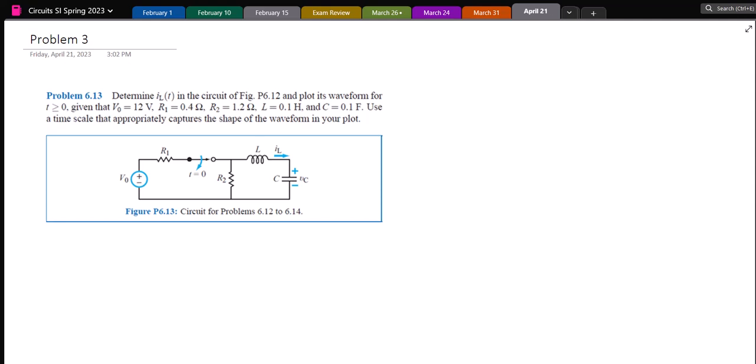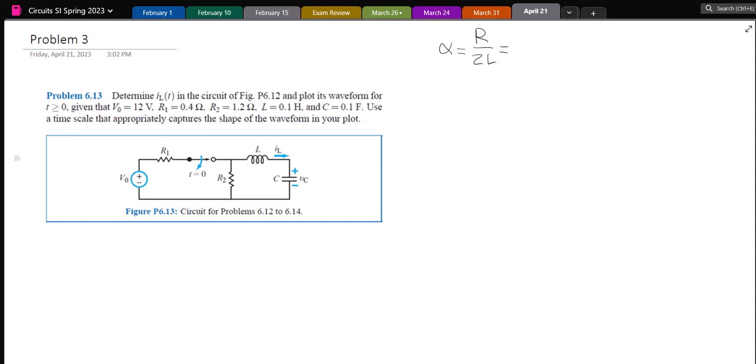So once again, we can see we've got a series RLC, because when we open the switch, they're all in series right over here. So I will figure out first whether it's overdamped or underdamped. It's series, and so for series, our damping coefficient alpha is R over 2L.